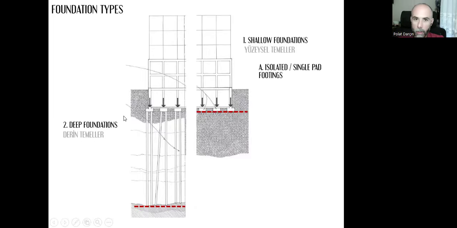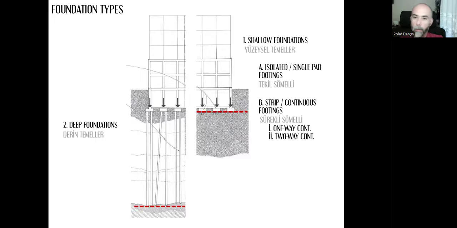Shallow foundations have mainly three different types. The first one is the isolated or single pad footings, tekil şömelli temeller. The other one can be stripped or continuous footings, sürekli sömelli temeller. This can be one-way continuous or two-way continuous. And the third one is the raft foundation, radye temel, radye general temel.